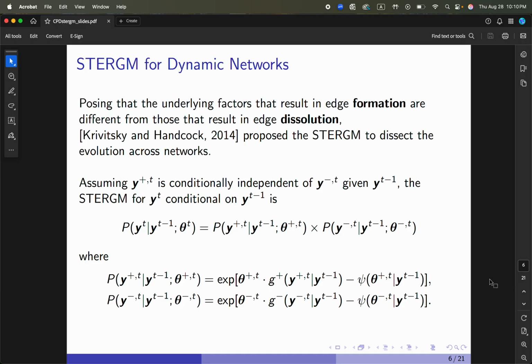Posing that the underlying factors that result in edge formation are different from those that result in edge dissolution, Krivitsky and Handcock proposed the separable temporal ERGM to dissect the evolution of networks. Assuming Y plus is conditionally independent of Y minus given the previous network Yt minus 1, the separable temporal ERGM for Yt conditioning on Yt minus 1 can be expressed as the product of two exponential family random graph models.